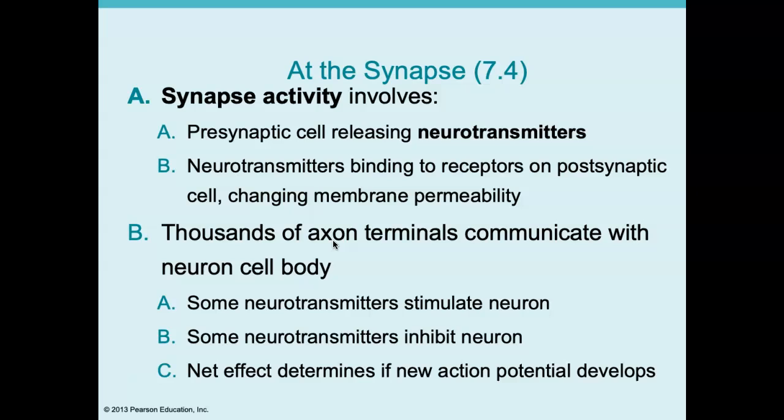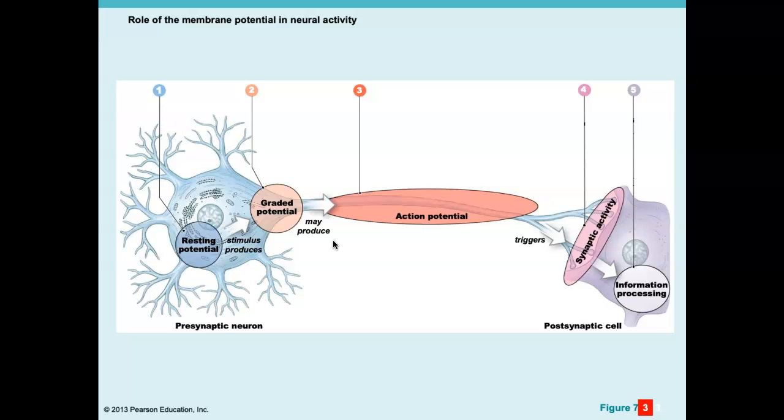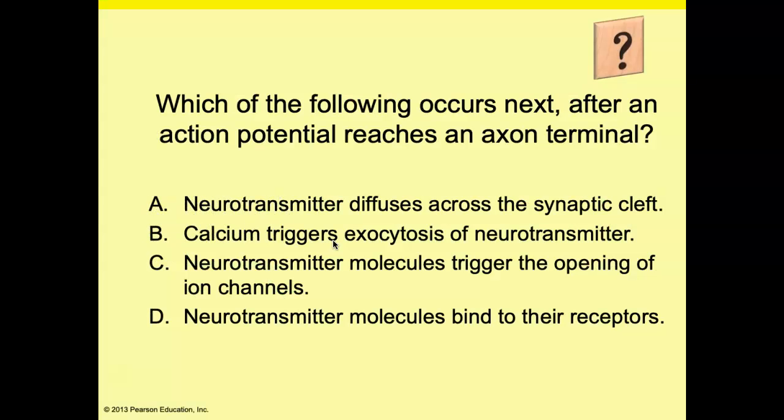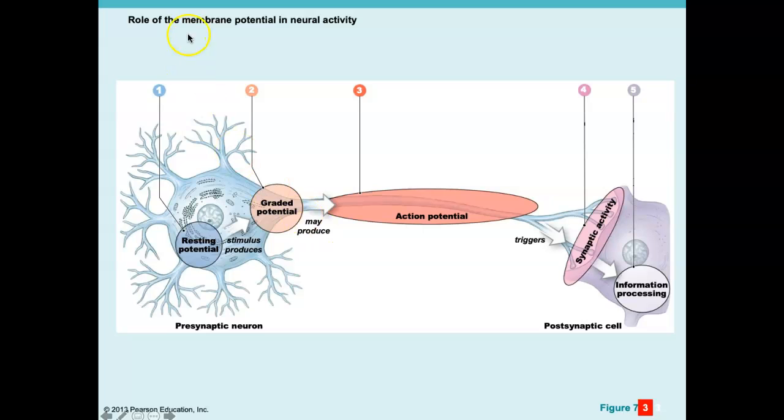Thousands of axon terminals can communicate with the neuron cell body. So let me see if they have, where's that picture? They don't have a picture here. So here we have one cell connecting with one cell. But imagine, instead of just these axon terminals here, there are thousands of them coming in to this neuron here. That's the way our nervous system is. It's not one-on-one. It's thousands on one.